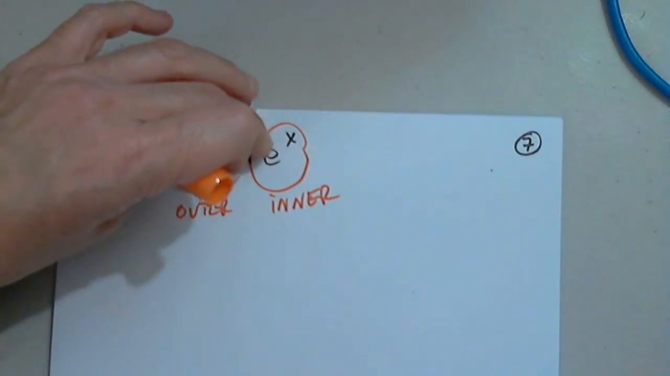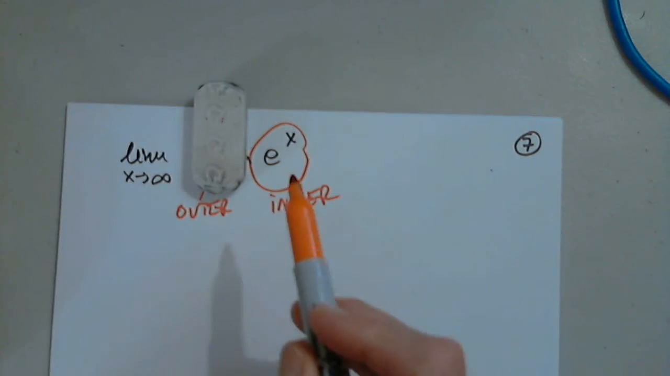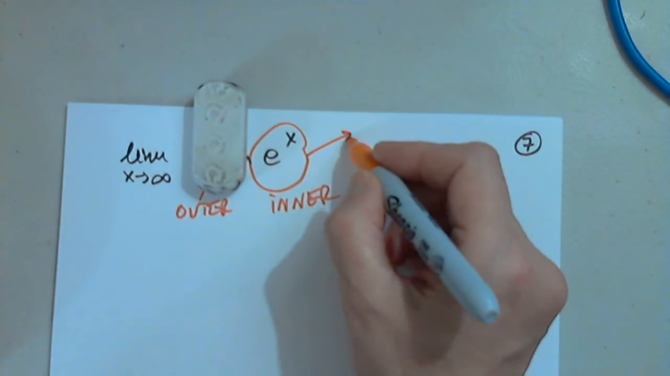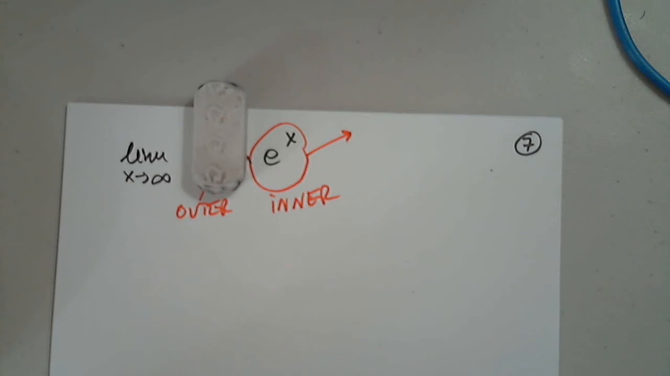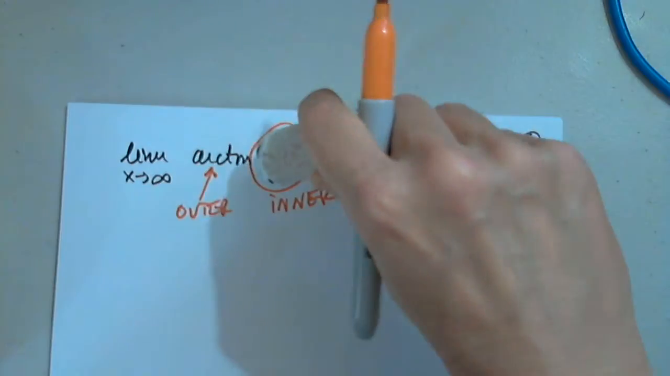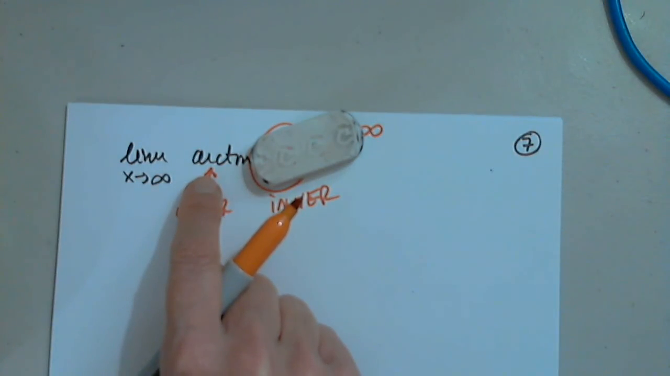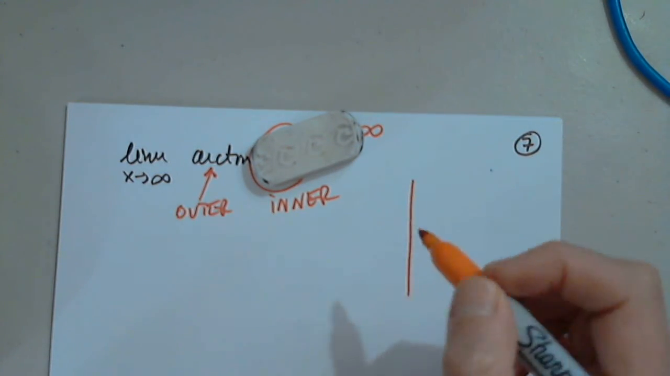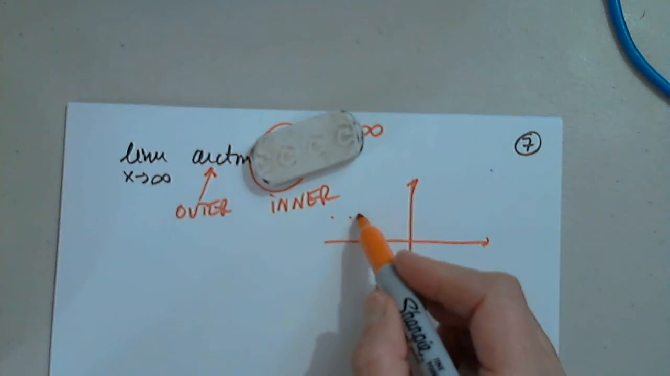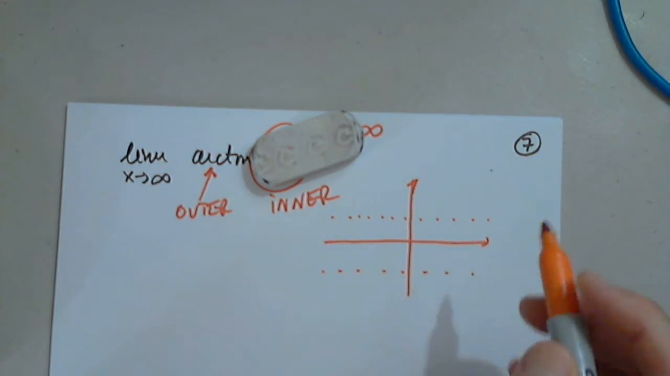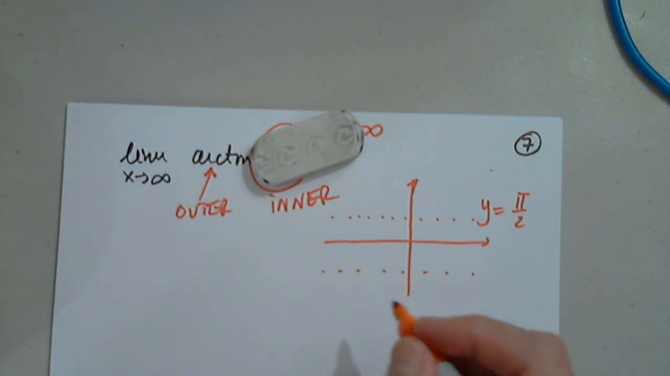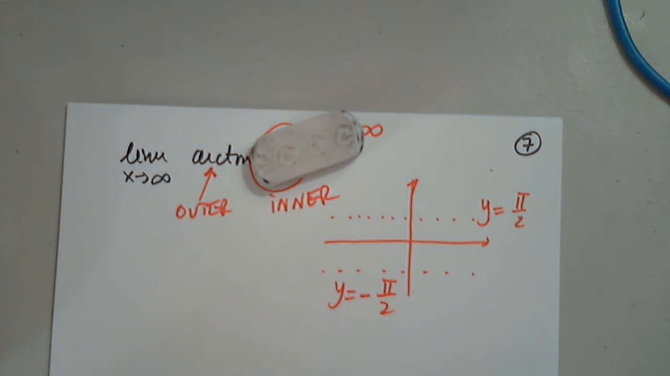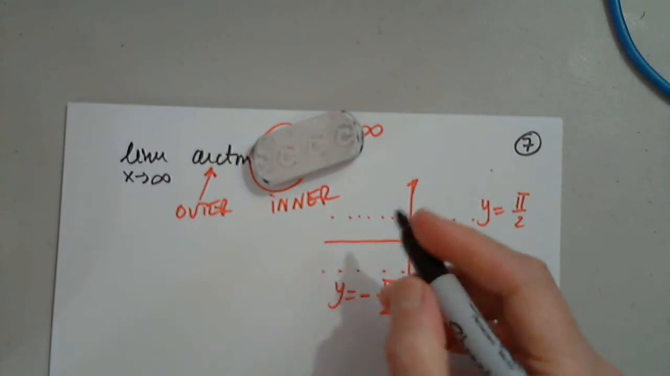Okay, so first let's look at the inner. As x approaches infinity, remember the graph and tell me where does this go? That's it. Good. Now, do you remember the graph of arctangent? We graphed it on the first day of classes. So here's the graph of arctangent. It has to be memorized. Okay, so this is y equals pi over 2, and this is y equals negative pi over 2, and this is arctangent.